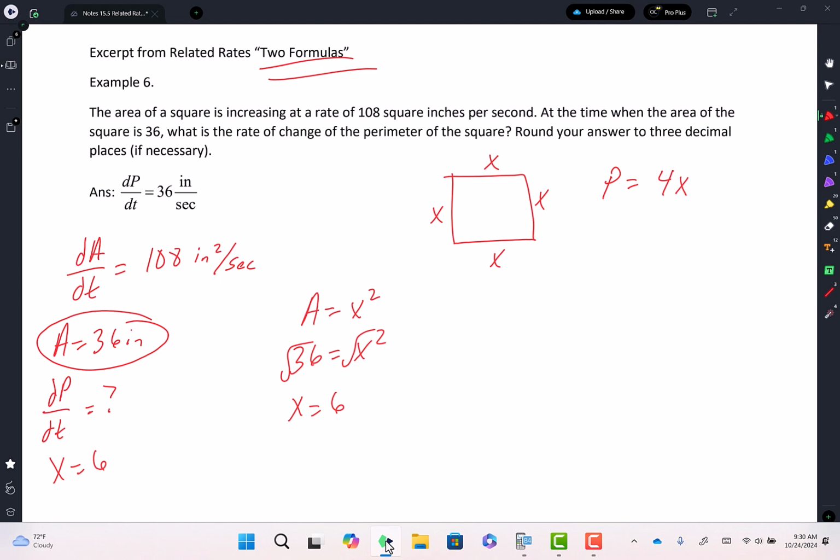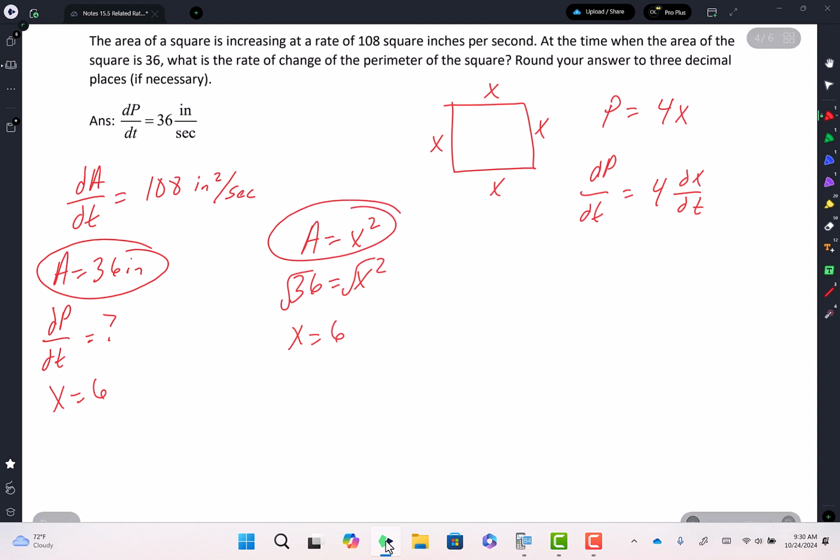Well, first let's figure it out. So I'm going to take the derivative. dP/dt equals 4 dx/dt. Oh, it looks like we didn't even need the x, but we do need dx/dt. They don't give us dx/dt directly, so that's why it says 2 formulas. We can get it from the area formula, so let's take the derivative here. I'll do it in blue. dA/dt equals 2x dx/dt.